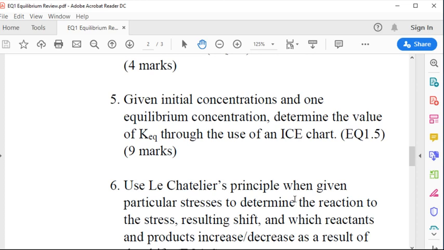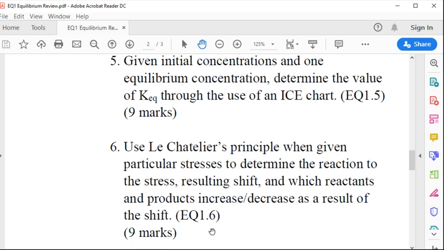Then number 6, use Le Chatelier's principle when given particular stresses. So I'll give you a question in which you have certain stresses, and you have to figure out what's the reaction, what's the resulting shift, and then what increases or what decreases. So if you look back in EQ 1.6, you'll see how we did that.